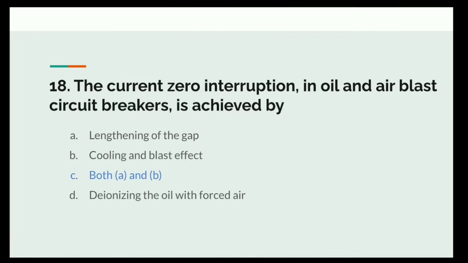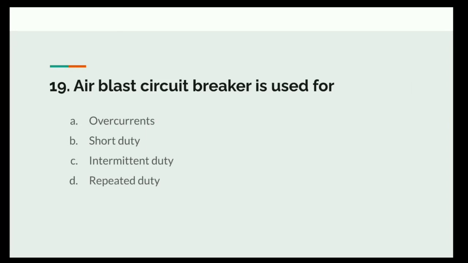So the next question. Air blast circuit breaker is used for A. Overcurrent, B. Short duty, C. Intermittent duty, D. Repeated duty. And the correct answer is repeated duty.